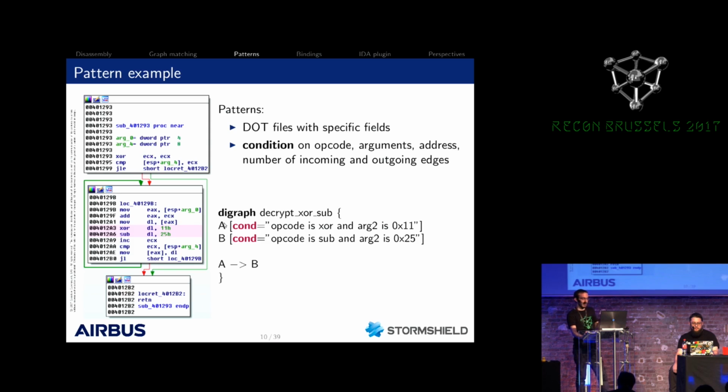Then we say it has nodes, it has two nodes. The first node is A, with the condition on the node: I want to match an instruction that has XOR as its opcode and has as argument number 2, 11. I have another node that is B, and the condition is I want to match an opcode that is sub, and that has as argument number 2, 25. And then the part here specifies the edges, so there is an edge from node A to node B, so it means I have a child from node A that is node B.